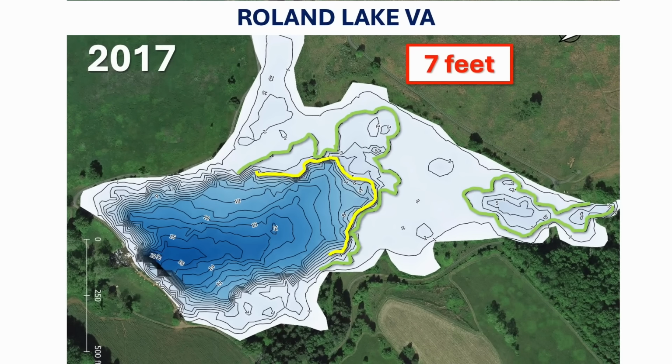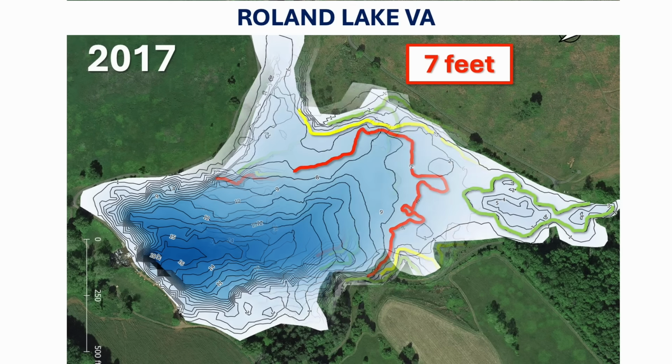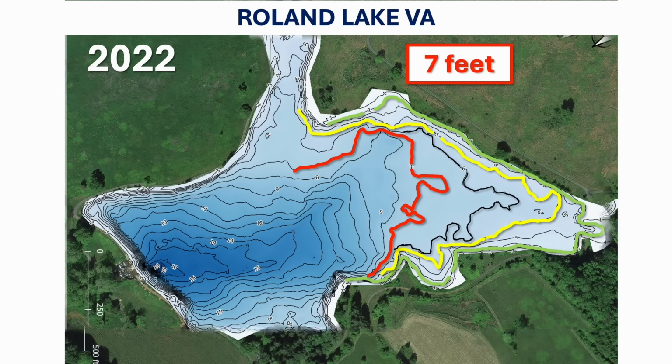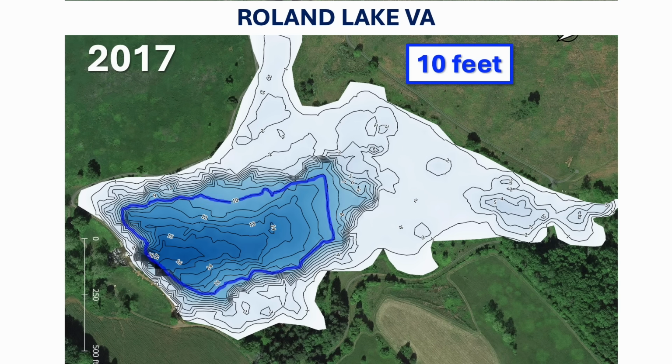If we put in the 7 foot contour in the 2017 and compare that with 2022, you can see how much that has expanded as well. The whole right-hand part of the lake that was 2 feet deep is now between 5 and 7 feet deep. And you can see the thin black line is the 6-foot contour between them. Another interesting thing to do is look at the 10-foot contour.